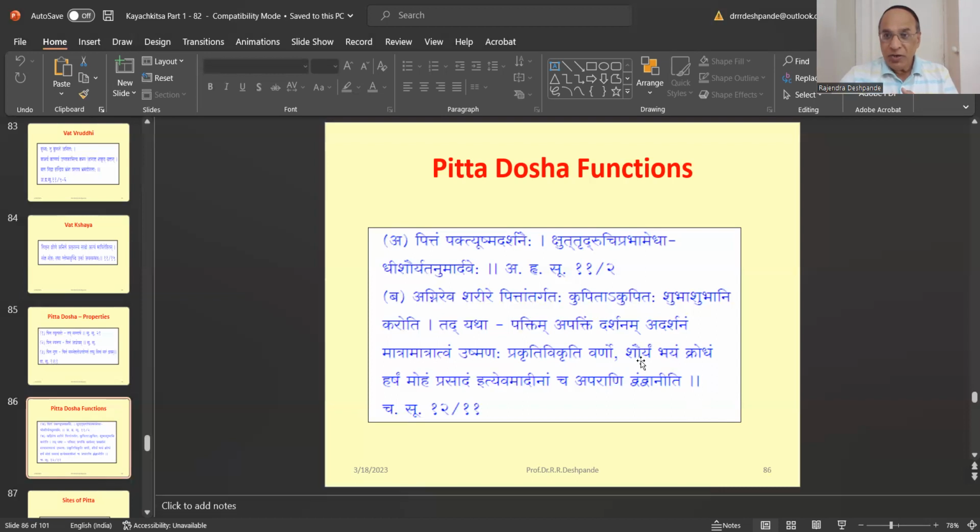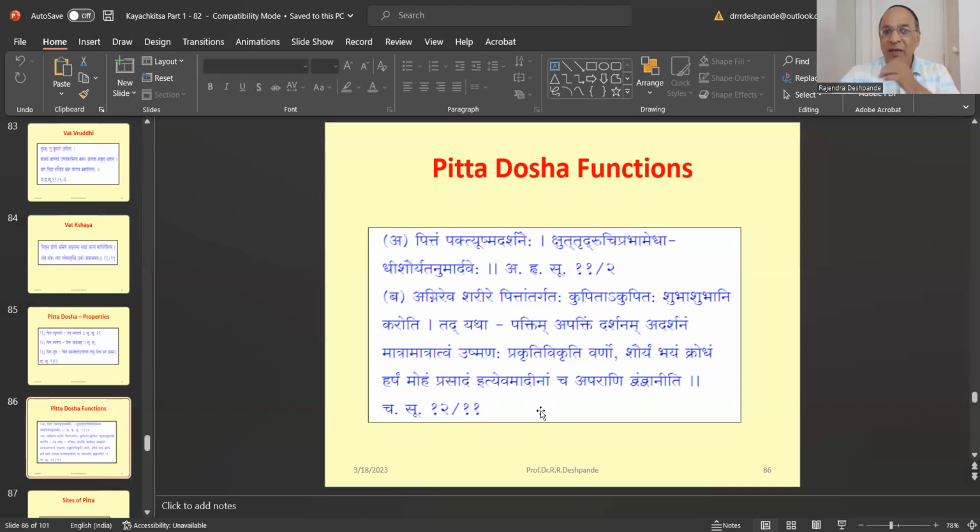Okay. Then shaurya, courage, and bhaya, fear. If the person doesn't have proper Sadhaka Pitta, then he will always be in fear, always in anxiety. Krodham, harsham. That means he will be angry if the Pitta is prakopita, but he will be in a normal mood when the Pitta is normal.